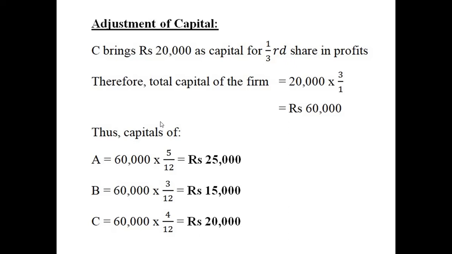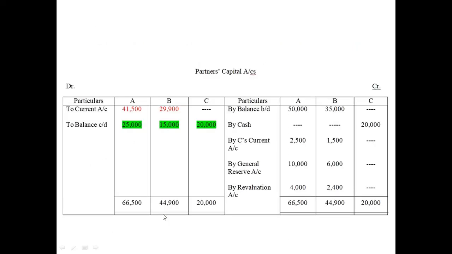Whatever the figures are here, 25,000, 15,000, and 20,000, these figures are the balance c/d of partners A, B, and C. Now write the balance here to balance c/d. Okay, write the balance. Now, after writing this, it is your task to look at both debit side and credit side. Now, this debit side is only 25,000 and the credit side of A is more than 25,000.